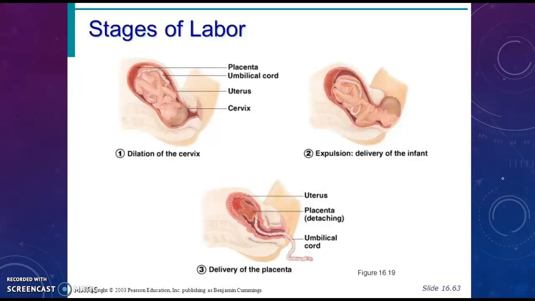So here we go. Stage 1, dilation. The uterus is going to start contracting. The cervix will dilate to 10 centimeters. The uterus walls begin to vigorously try to push the baby out. Expulsion is the pushing phase, 20 to 50 minutes. Your cervix is fully dilated. After the infant is born, then we have the delivery of the placenta about 15 minutes later.